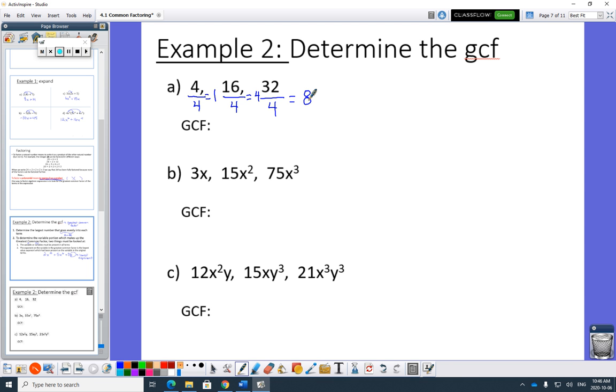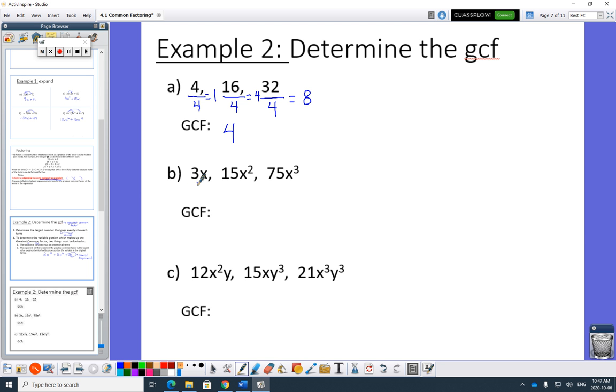So is 4 a common factor? Yes. But you want to make sure it's the greatest, so you check again. Can 1, 4, and 8 be divided by anything else the same? Not including 1? No. So then 4 is the greatest common factor. Now the next one, 3, 15, 75. I would like to try 3.